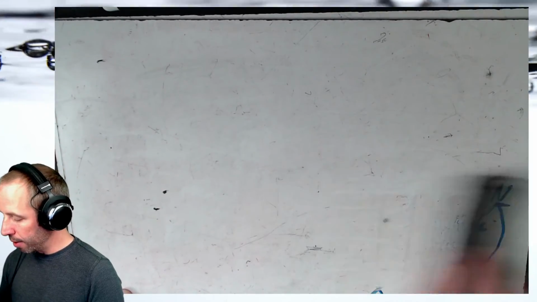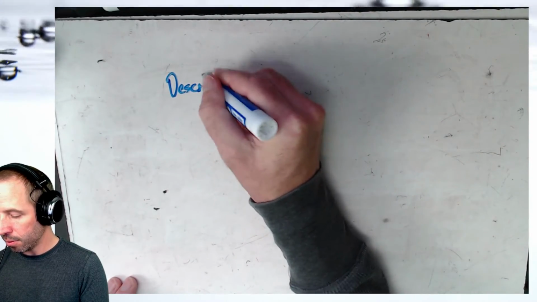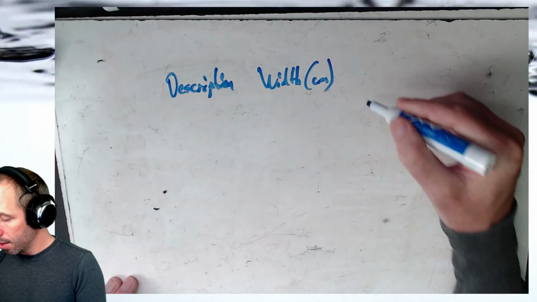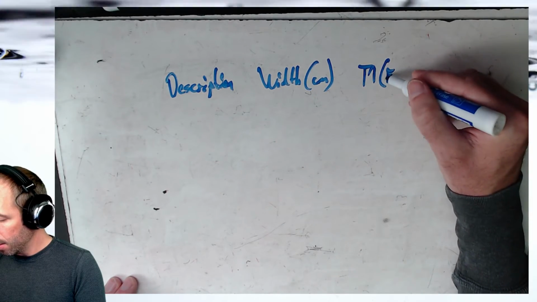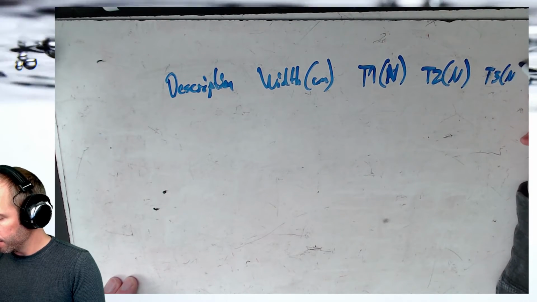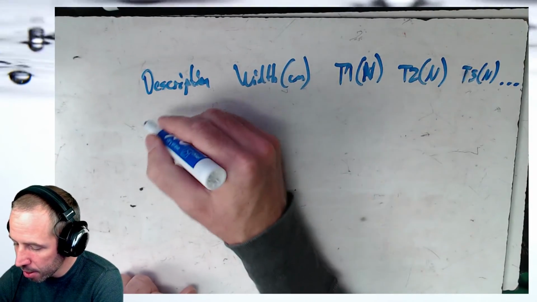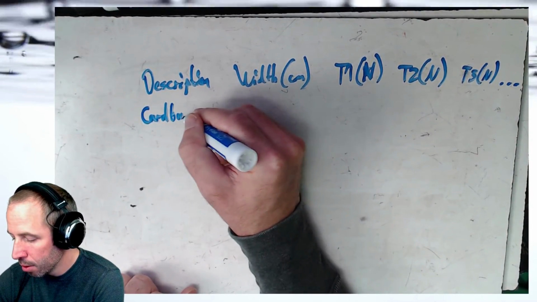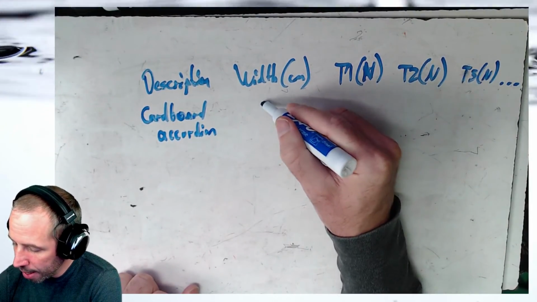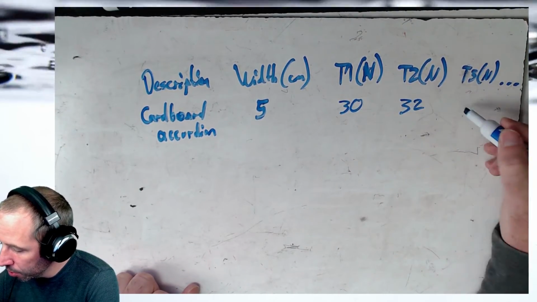So let's see, what could a data table look like? If I was in Microsoft Excel or Google Sheets, I would have a description, a width in centimeters, and then I'd have force data in newtons: trial 1, trial 2, trial 3, do a bunch of trials, and eventually you're going to average, get your precision, etc. Like let's say the first barrier is a cardboard accordion that was 5 centimeters wide. And my values were 30, 32, 31.